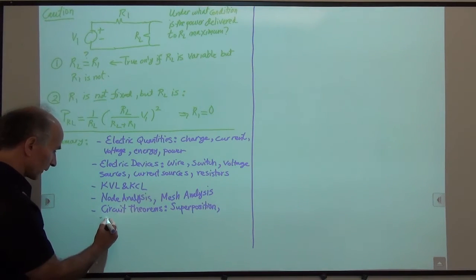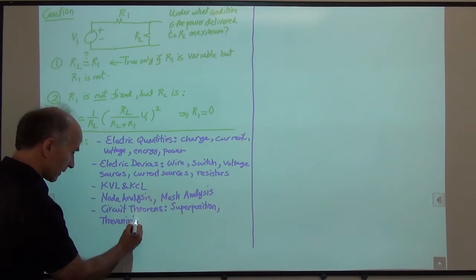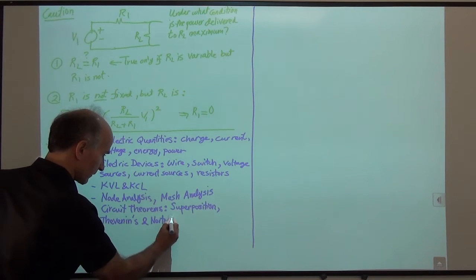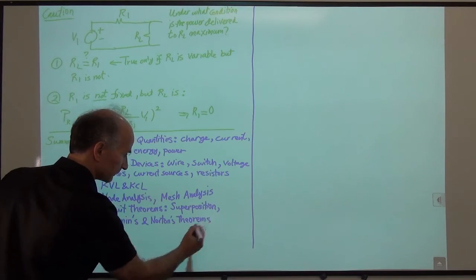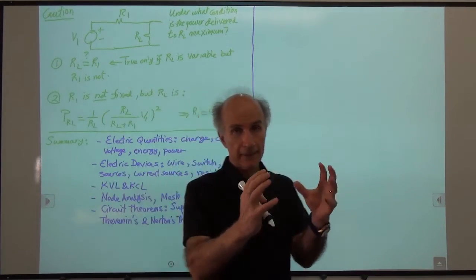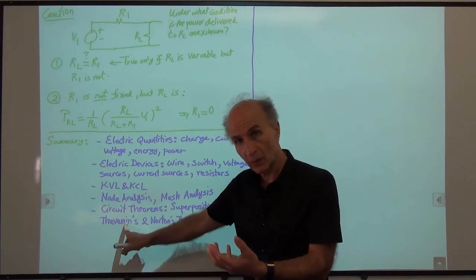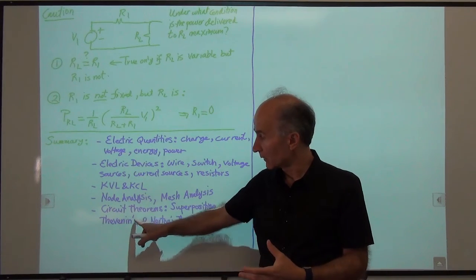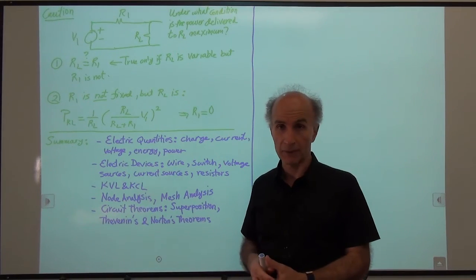And then we talked about Thevenin's and Norton's theorems. And we saw that these theorems allow us to take a big chunk of the circuit and simplify it to a voltage source in series with a resistor or a current source in parallel with a resistor. And again, this is a great simplification that can make the analysis more efficient.